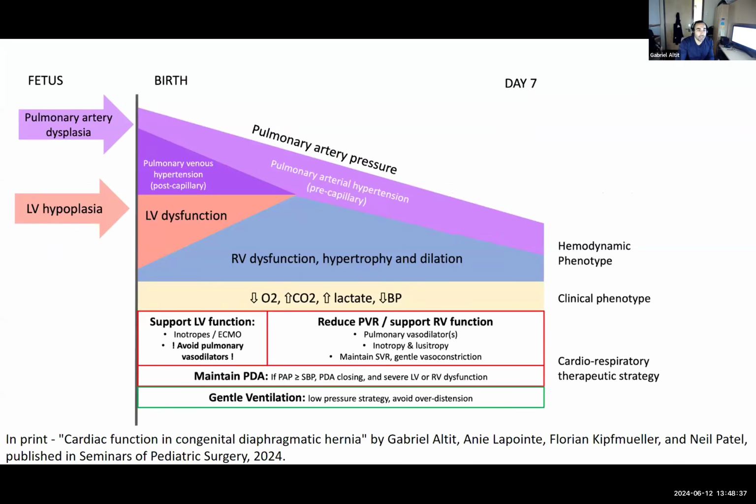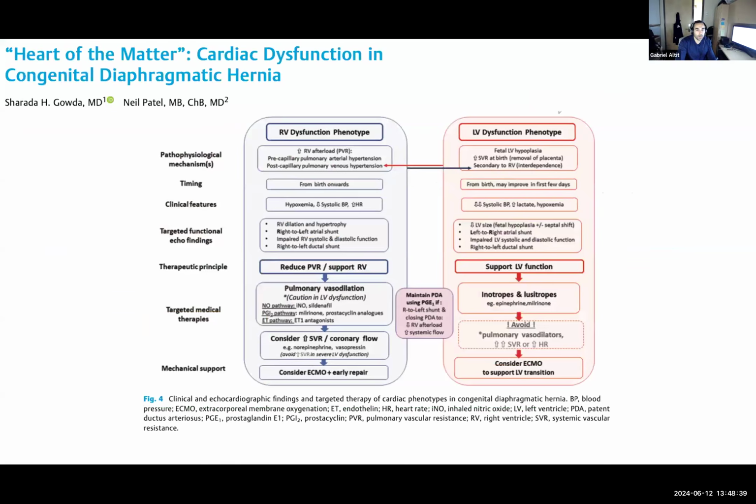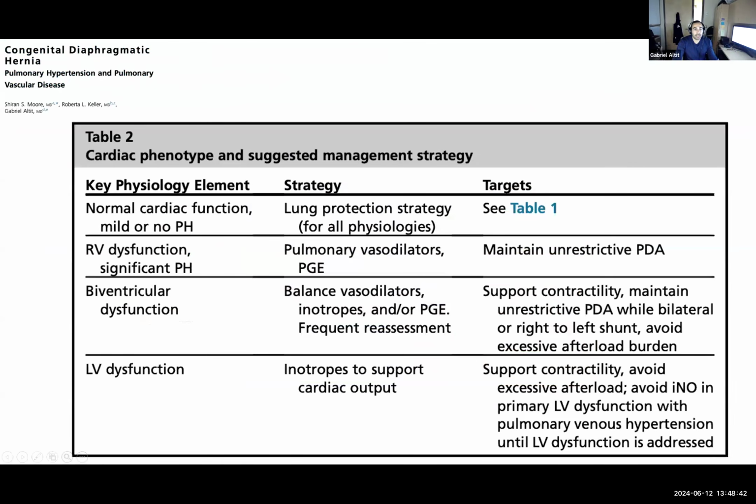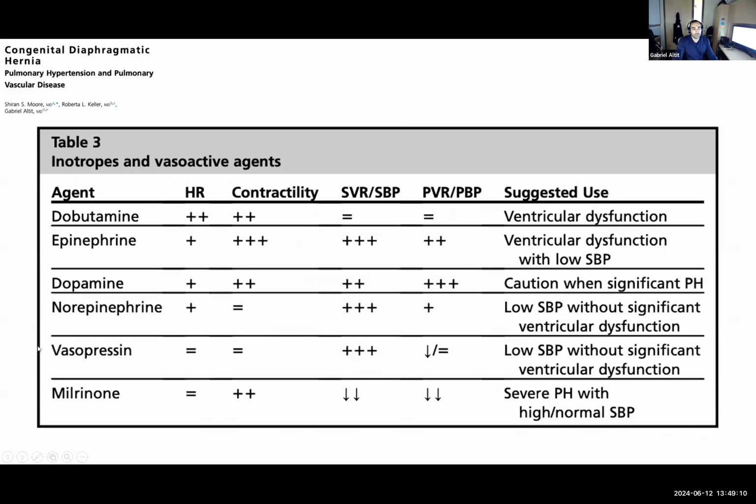In the guidelines, we also speak about, so I'll skip this one. I've put in my slides these aspects that you may have RV dysfunction, biventricular dysfunction, or pure LV dysfunction. And based on that, there are strategies that we outline, like pulmonary vasodilators or PGE for the precapillary phenotype. If you have biventricular dysfunction, you need to be careful about vasodilators, but you'll probably want to have inotropes on board as well. And if you have pure LV dysfunction, you probably want to focus on the support to the function. And I've put a table with some of the agents that we commonly use with some of their effect on contractility, SVR, and PVR here.